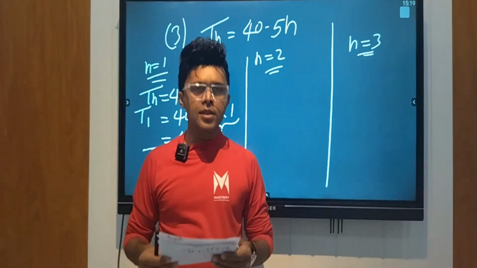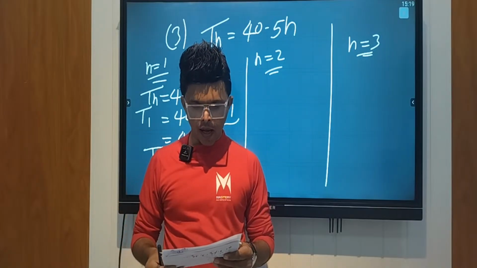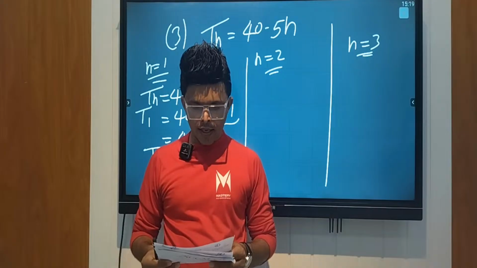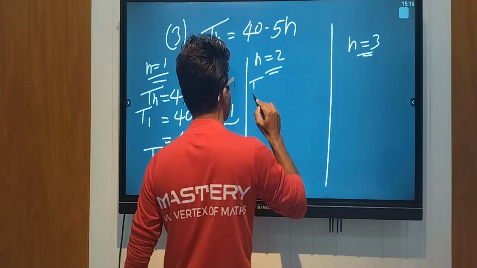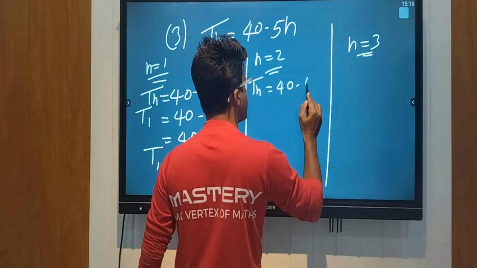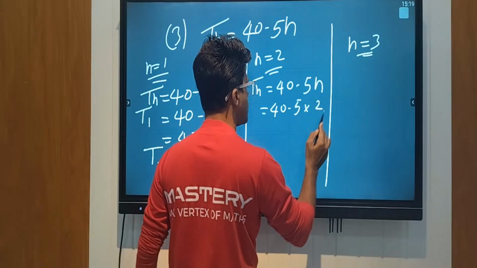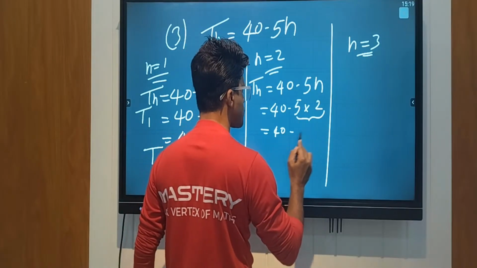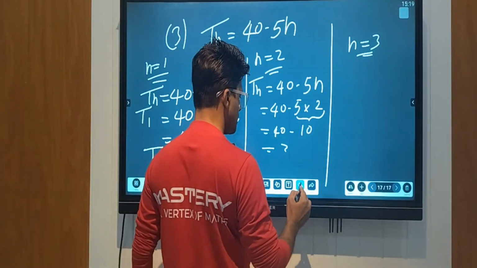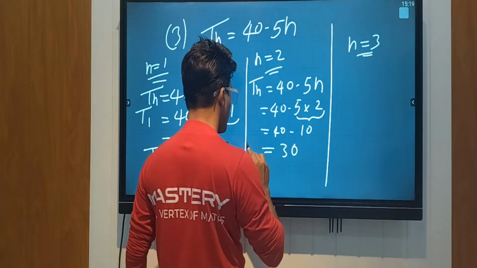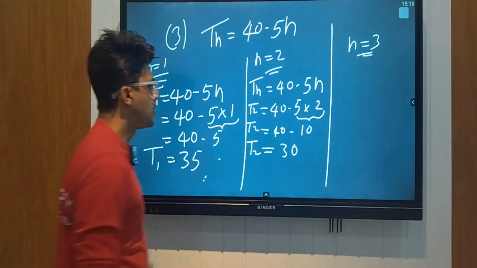Okay, let's calculate the second term. Second term means Tn equals 40 minus 5n. Here n equals 2, so 40 minus 5 times 2. 5 times 2 is 10, and 40 minus 10 is 30. Therefore, the second term is 30.